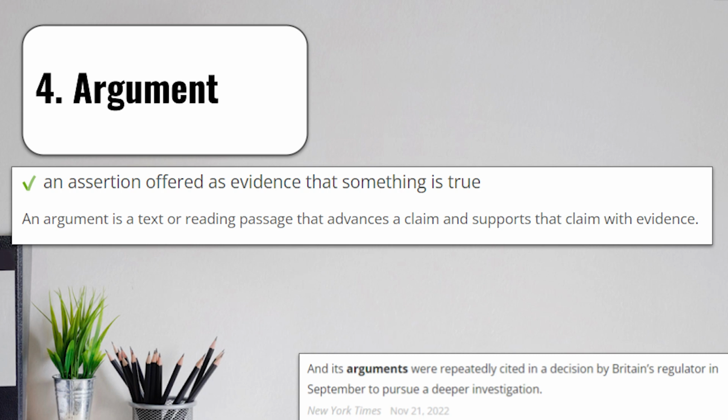An argument is an assertion offered as evidence that something is true. Another definition is a text or reading passage that advances a claim and supports that claim with evidence. You can have an argument between people in real life, discussing two sides of an issue with people on each side of that argument. You can also have it in an essay format, which is what you'll probably run into on a test. You'll need to state a claim, prove that claim with reasons, and back those reasons up with evidence in order for your argument to be solid.